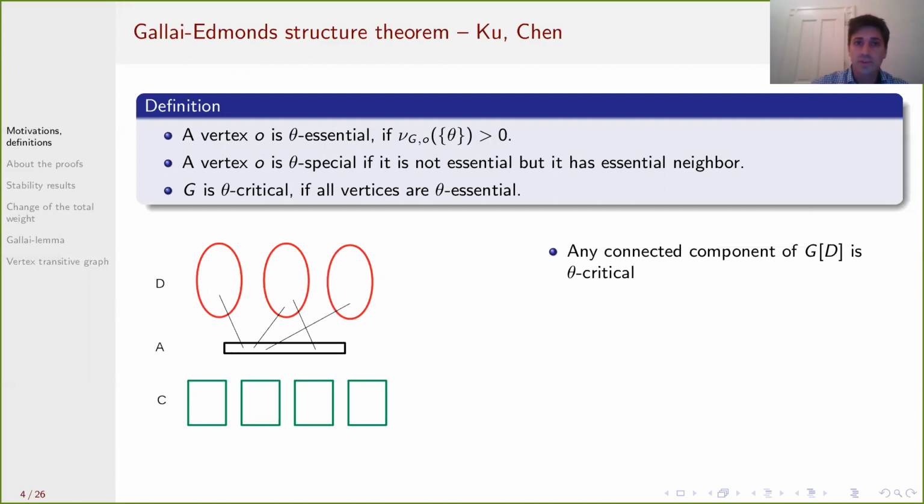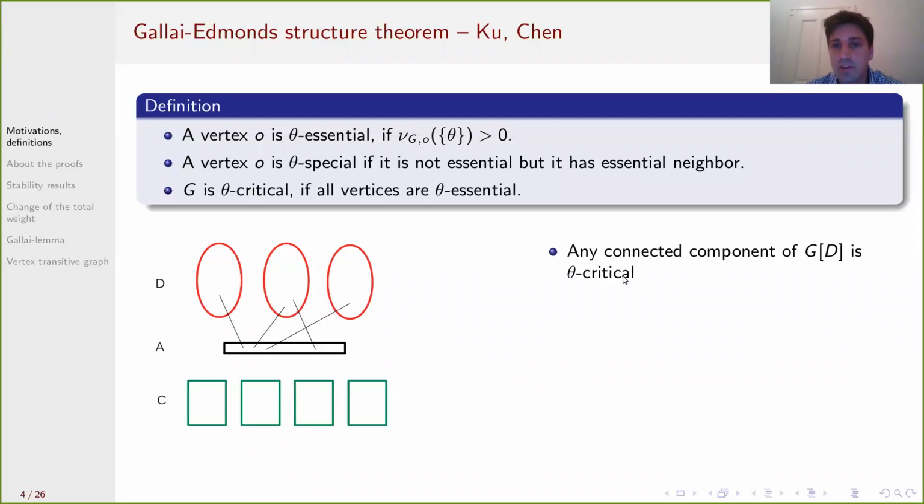So this Gallai-Edmonds structure theorem, the classical one, is about matchings, and it was generalized by Pu and Chen for any theta, and it has the following. So if we consider all the essential vertices in the graph G, and we denote them by D, this is the red graph here, and each connected component is denoted by this ellipse. The special vertices are this black part here, and the rest of the graph is this C.